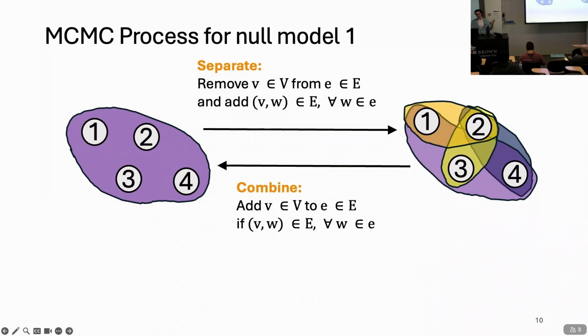Then another move is the reverse, which is combine. So you take some edge, in this case the purple one again, but we're looking on the right side, and you take a node where it can be added, and then you add and remove all of the pairwise interactions that were necessary for that.